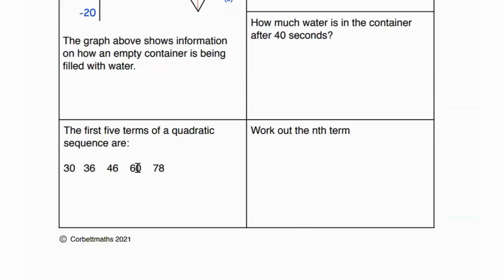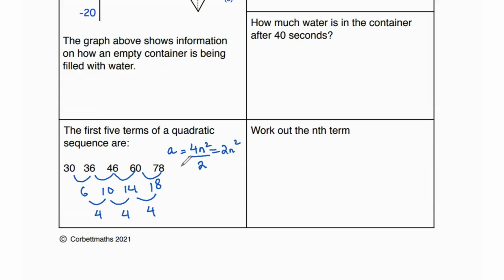Then it says the first 5 terms of a quadratic sequence are 30, 36, 46, 60, 78. Work out the nth term. So let's begin with finding the common difference. So we have 6 over here, 10, 14, and 18. Now we find the second difference. So that's 4, 4, and 4. So whatever is the second difference, you will multiply that by n squared divided by 2. So that's 2n squared. This is your value of A.